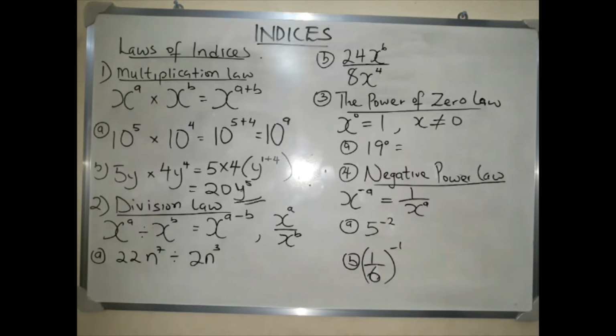Now you can see here that once again the bases are similar, which is x and x, and each of them has its own index. This one has an index of a, this one has an index of b. Now it says that when you have two or more terms that have similar bases and you're asked to divide these terms, what do you do? You subtract their indices.